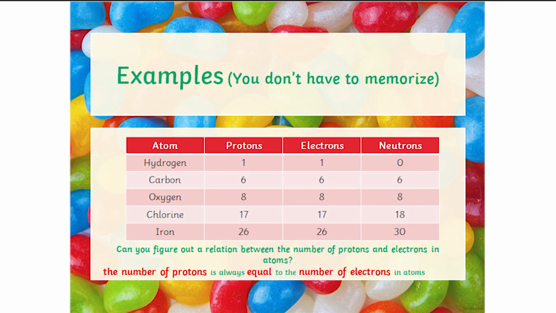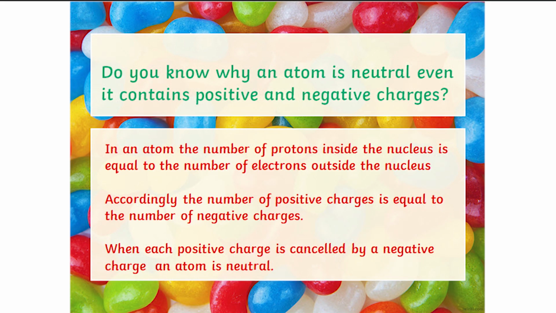In an atom, the number of protons inside the nucleus is equal to the number of electrons outside the nucleus. Thus, the number of positive charges is equal to the number of negative charges. When each positive charge is cancelled by a negative charge, an atom is neutral.